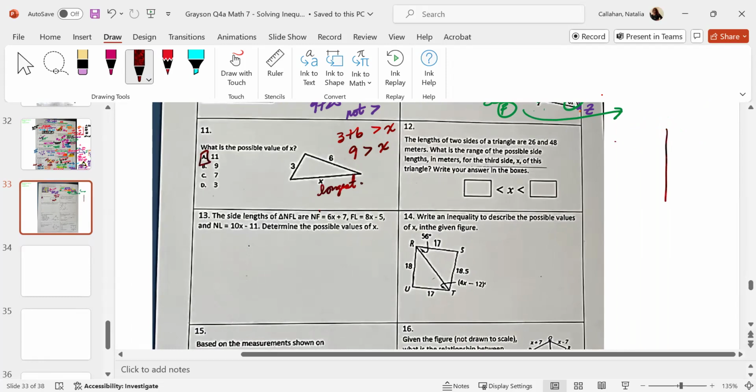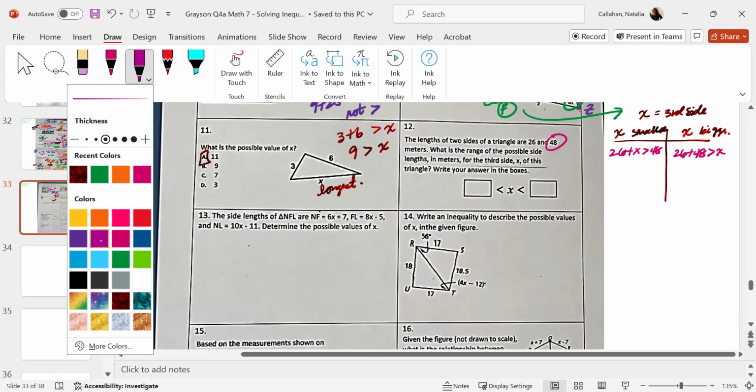Okay, so this is the same thing. Remember, there are two different types. First part that we assume is that X is the third side, right? It's assuming X is the smaller side or X is the bigger side, right? There's two possibilities, correct? If X is going to be the smaller side, this one is a bigger number, correct? 26 plus X has to be bigger than 48. How do you do the other one? What if X is the bigger side? And then you just solve for X, remember?